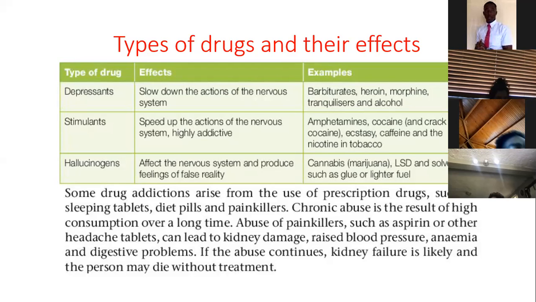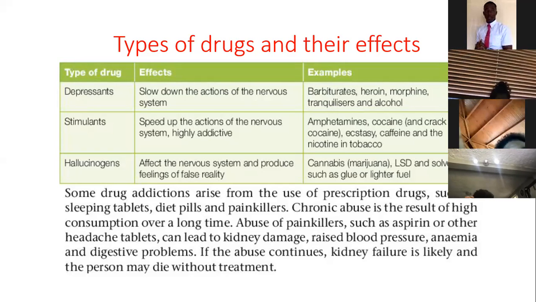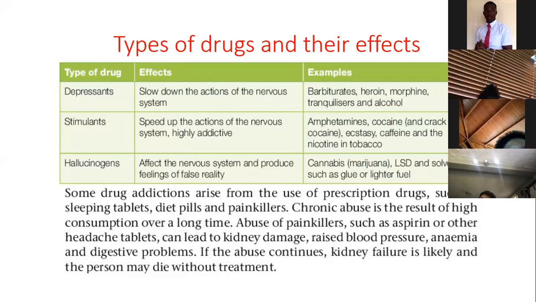When we talk about depressants, if you are depressed, if you are stressed out, what this does is slow down the actions of the nervous system. So when you're stressing, these nerves or neurons are sending impulses to the brain and they can cause anxiety, which can therefore lead to stroke. Stroke is a disease that is associated with the brain. Anxiety can cause stroke. Stress can cause stroke.